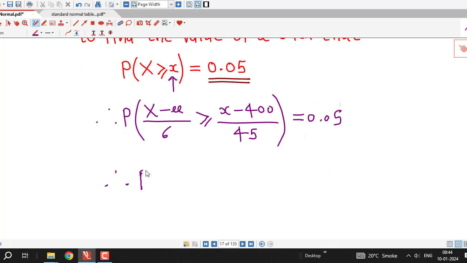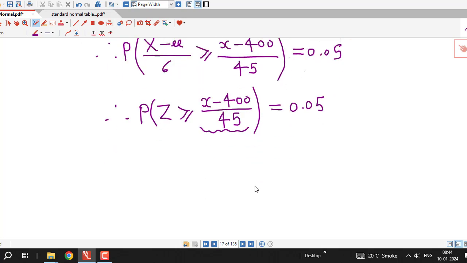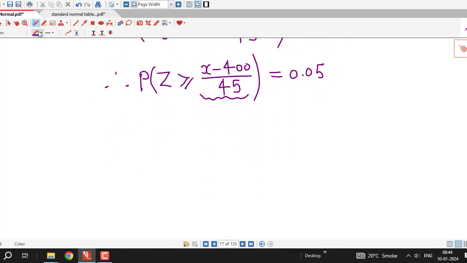This means the probability that capital Z is greater than or equal to (x minus 400) divided by 45 is given as 0.05. So this means the probability that capital Z is to the right side of this value is 0.05. So let's understand using the table again. Suppose I consider the graph of the standard normal curve, which is symmetric and bell shaped.